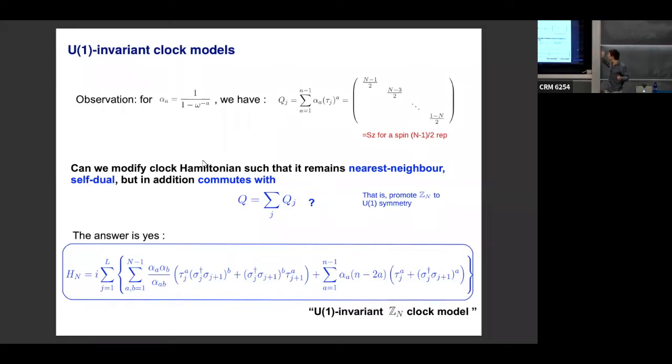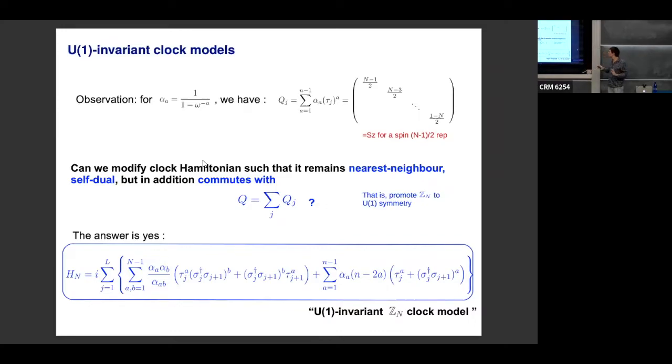So can we achieve that? And the answer is yes. The formula looks a bit ugly, but that's how it is. We can construct for any n this Hamiltonian here, which is not obvious from the formula, but you can check preserves the Q charge, is self-dual. This you can see because for every term you have the dual here with the same coefficients, and it's also Hermitian, and it's also nearest neighbor. So we have these Hamiltonians here, which we call the U1 invariant clock models.